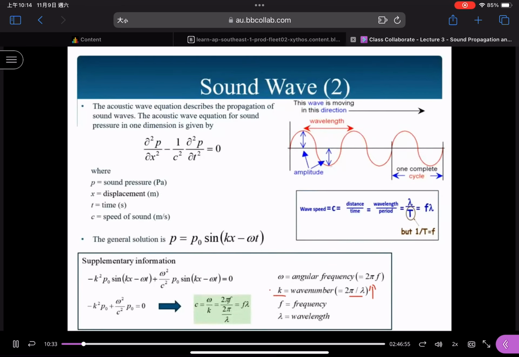When you refer to this one, 2 pi is a constant value. We cannot make any change. Because we have this simple equation, c equals f lambda, if we increase the wavelength, it means that the frequency is at a low level. So that's why, by this simple relationship, k is relevant to frequency.